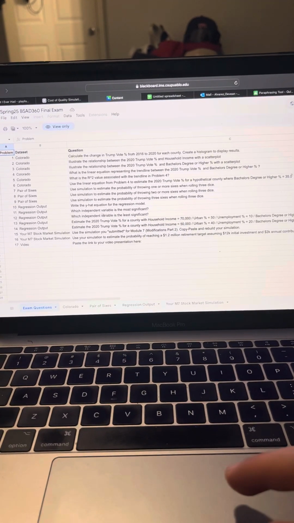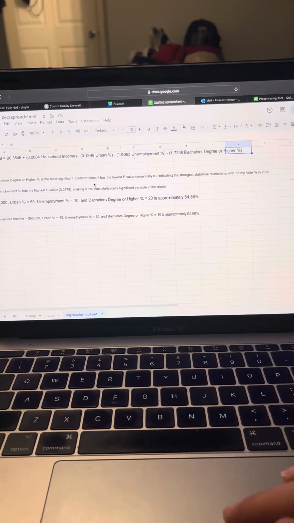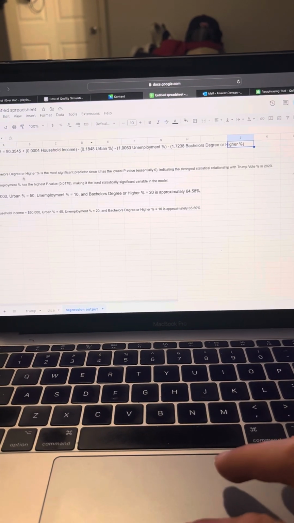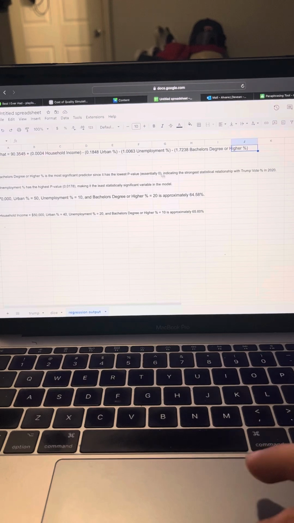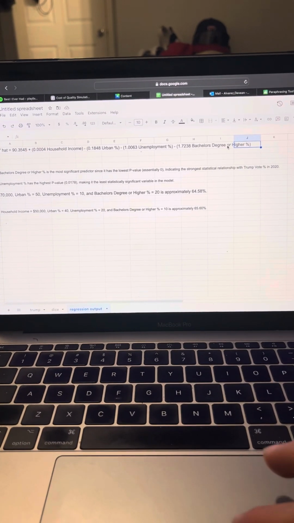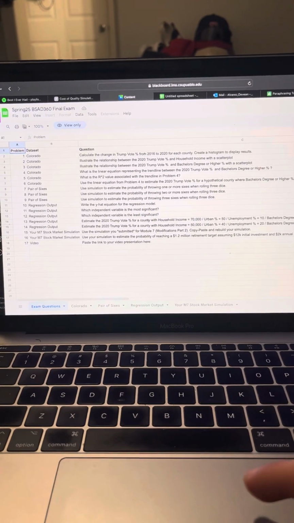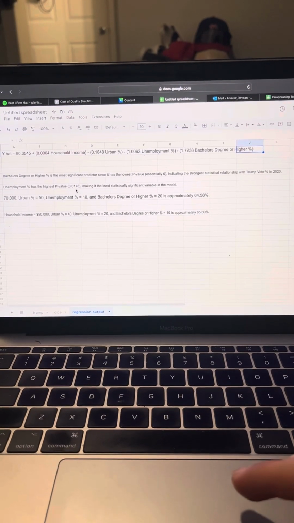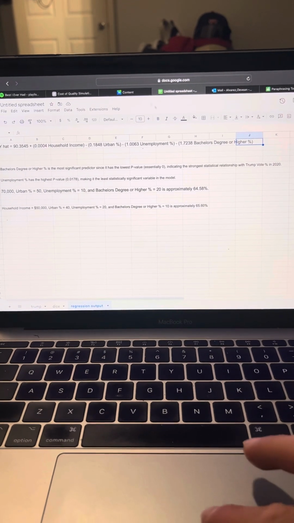And then which independent variable is the most significant? Then I have bachelor's degree or higher percent is the most significant predictor since it has the lowest p-value, essentially 0, indicating the strongest statistical relationship with the Trump vote percent in 2020. Which independent variable is the least significant? I have unemployment percent has the highest p-value, making it the least statistically significant variable in the model.